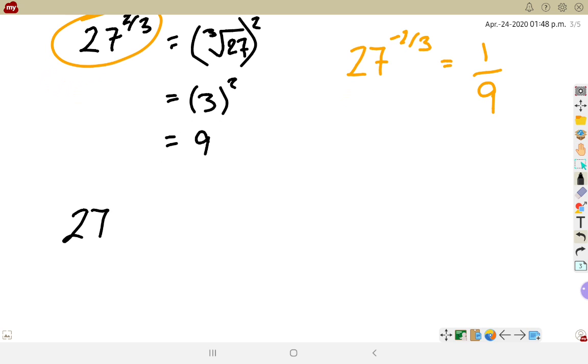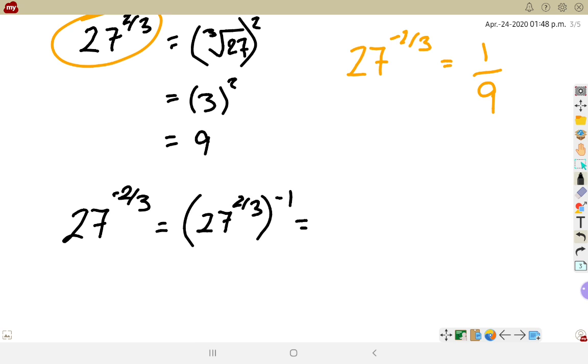So let's say I had 27 with an exponent of negative 2/3. Okay, I'm going to split this apart. I'm going to write it as 27 with an exponent of 2/3, and I'm going to put that negative 1 outside. Okay, so I'm just using my exponent laws to pull that negative apart.